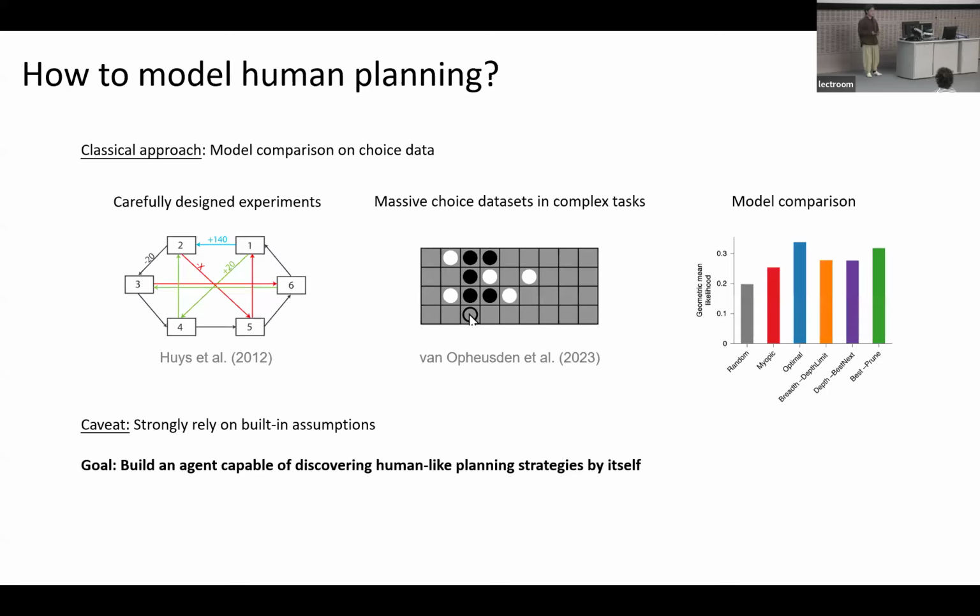In this project, we want to try a more flexible modeling approach. Instead of pre-specifying models, we want to build an agent that can learn to plan. We want to impose minimal assumptions on what planning strategy the agent can learn and let it discover a strategy itself. And we want to see if it can learn to plan like a human.